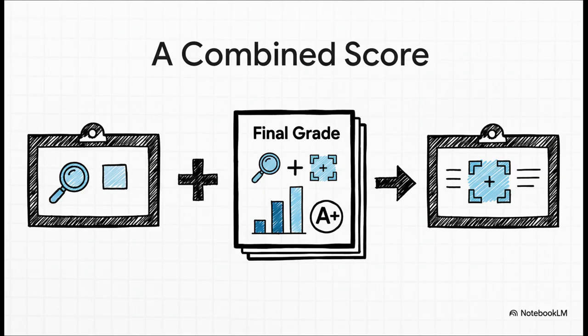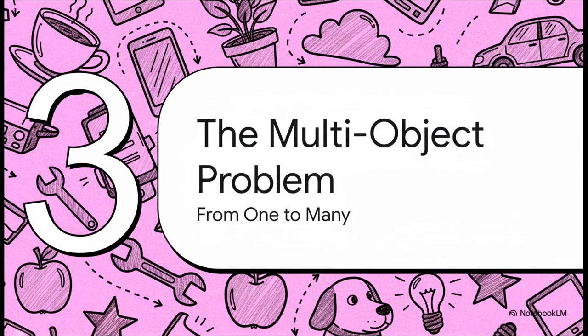You add those two scores together, and that's his total loss. This forces the model to get really good at both games to get a high grade. Okay, that's great for one object in a clean picture. But how does this work in the real world?